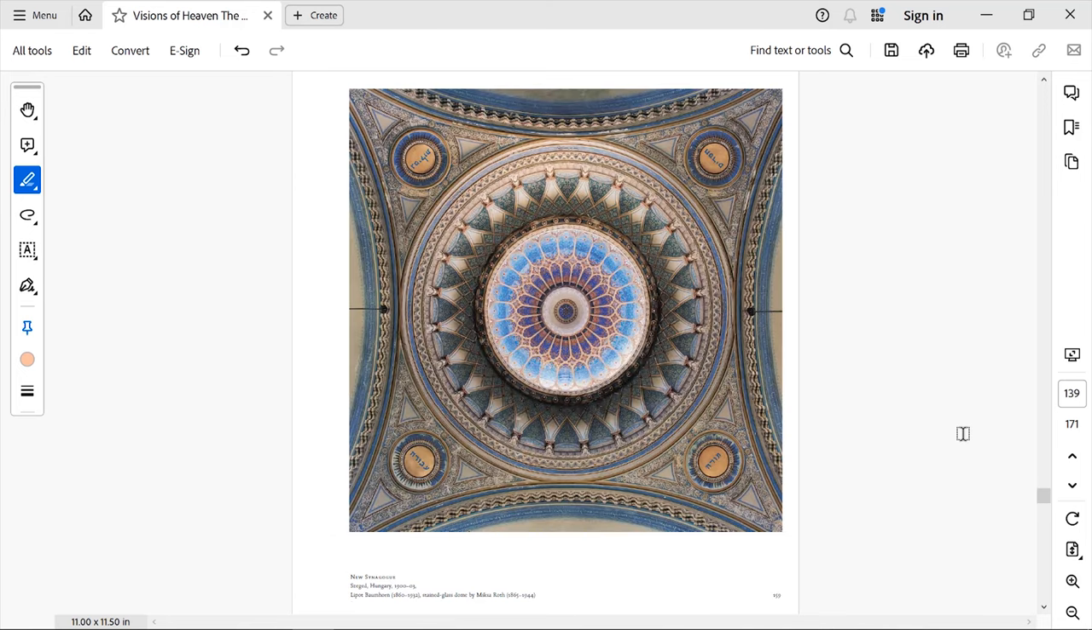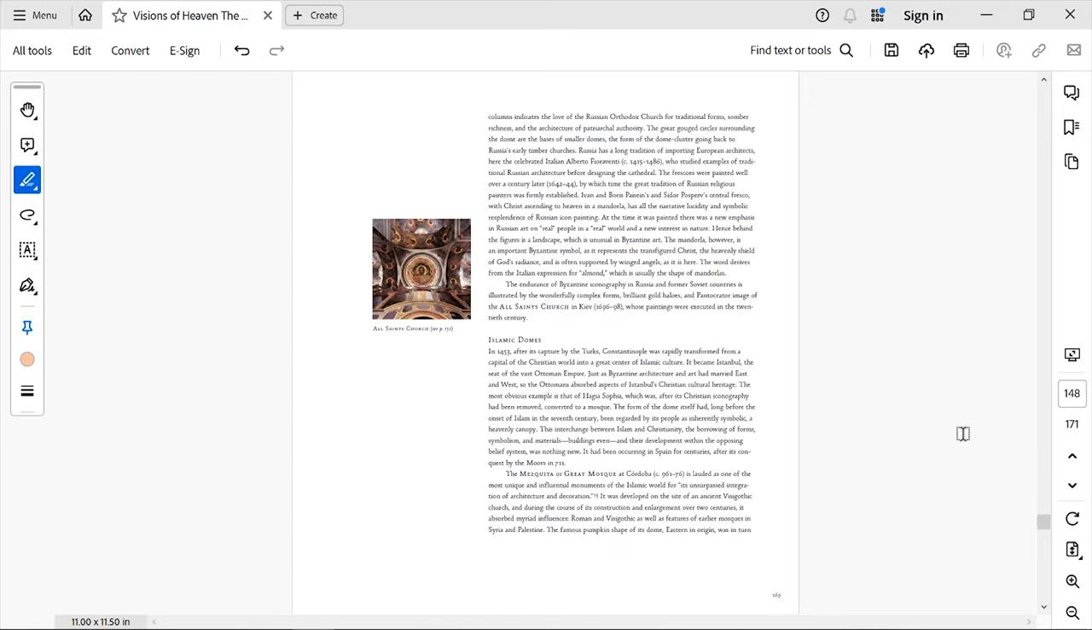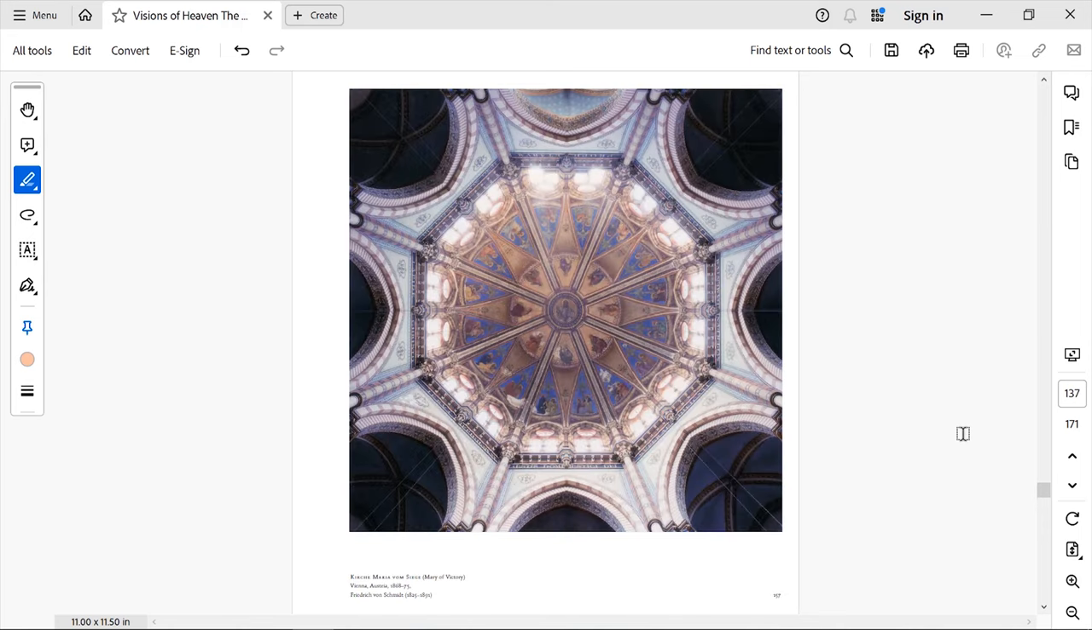This one is in Hungary. It's a synagogue, I think. Yeah. Well, that's it. He ended it with a synagogue. Interesting.